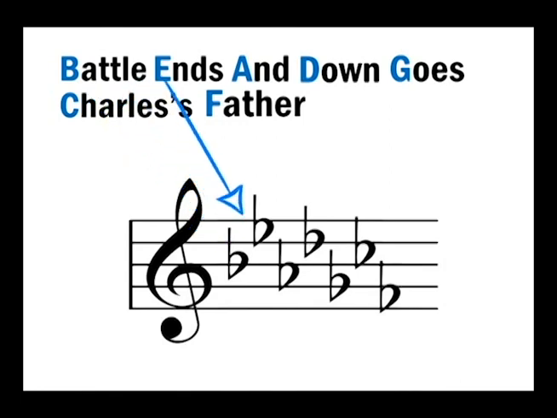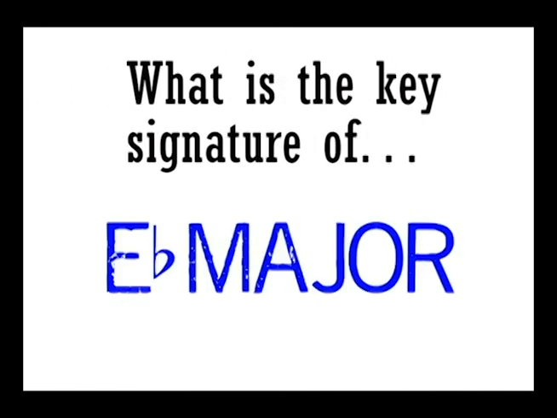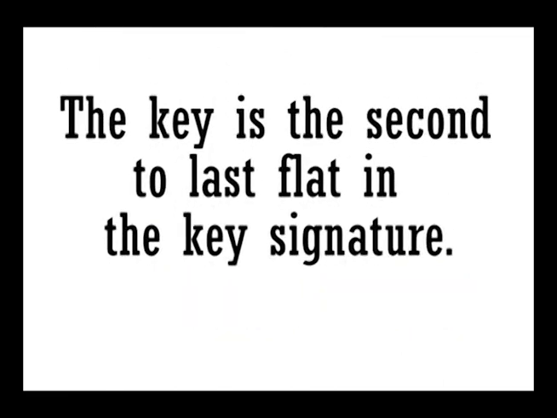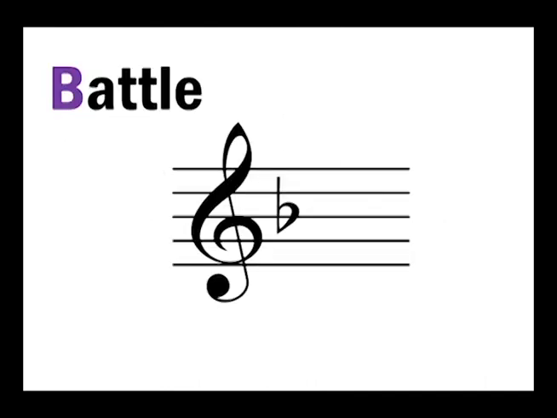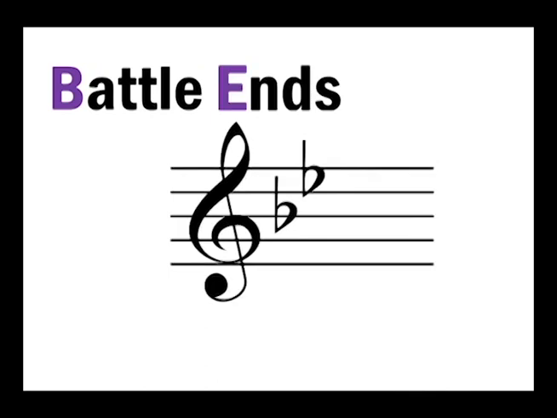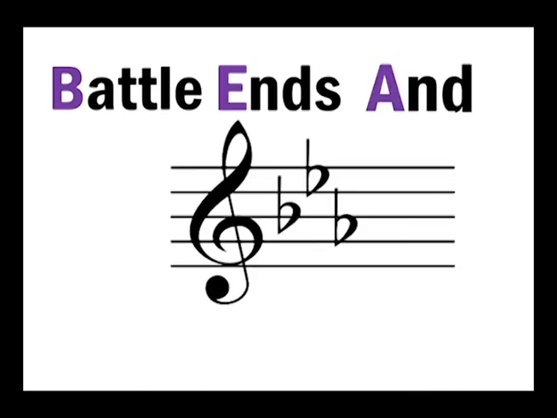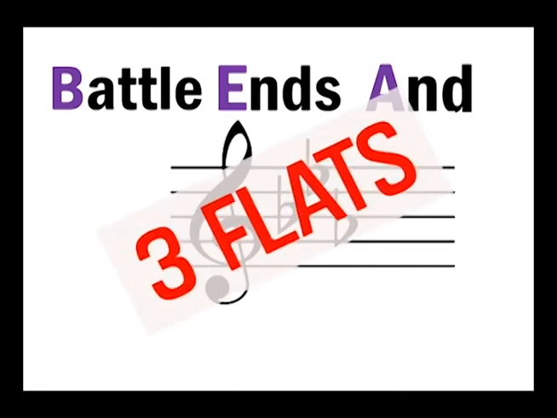Now, if you remember this phrase, you remember the order of flats in a key signature. Let's take a quick look. Battle ends and down goes Charles's father. Let's put this to use. What if we were looking for the key signature of E flat major? Well, remember, the key is the second to last flat in the key signature. So we simply add flats until the point at which the E is the second to last flat. So by following this process, we can see that the key signature for E flat major has 3 flats.